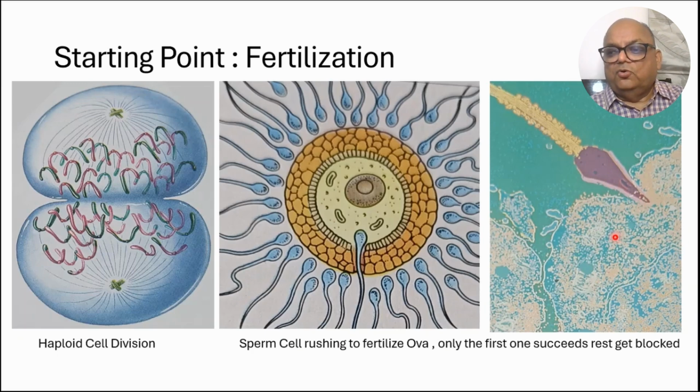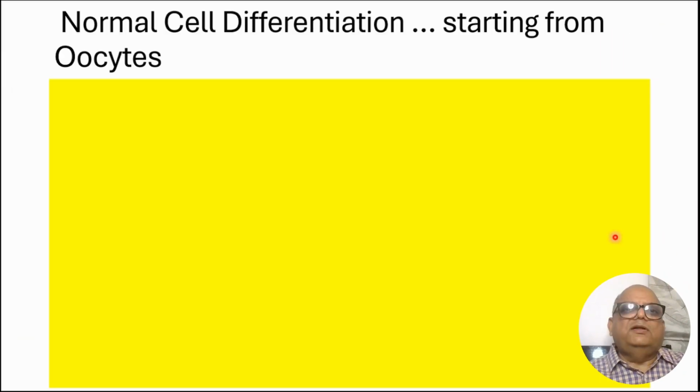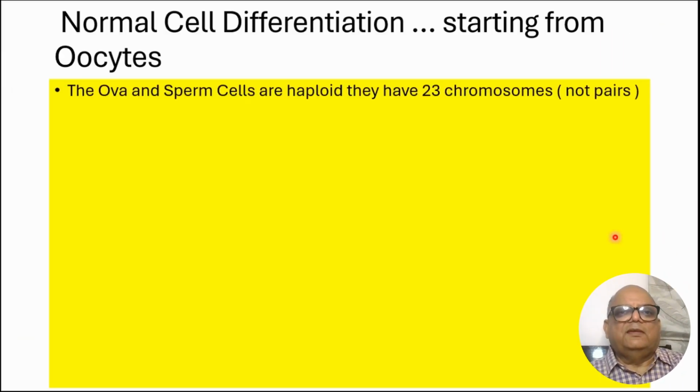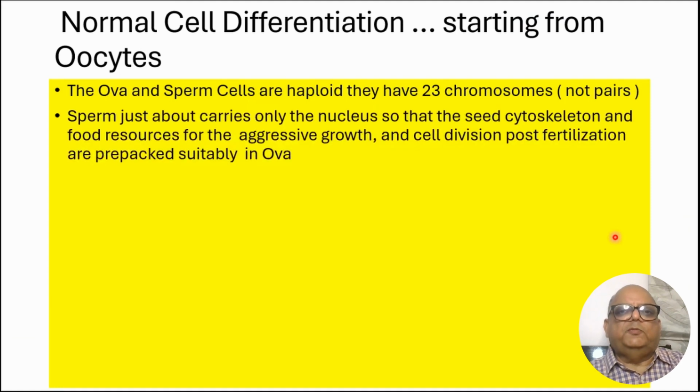So, how does normal cell differentiation starting from oocyte take place? The ova and sperms are haploid cells. They have 22 chromosomes, not pairs, just 22 chromosomes. Sperms just about carry the nucleus, as I said, but the seed cytoskeleton and food resources for the aggressive growth that should follow after fertilization have to be catered to by the ova.